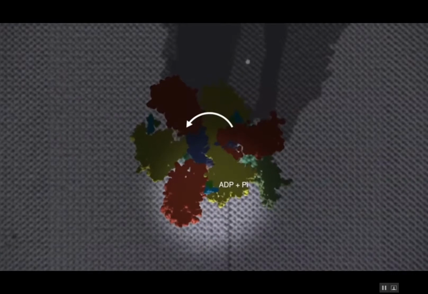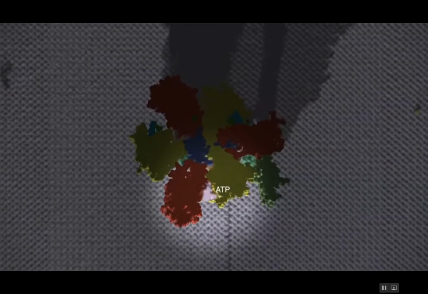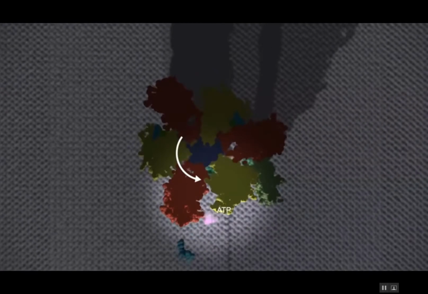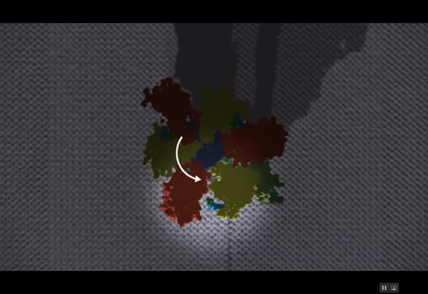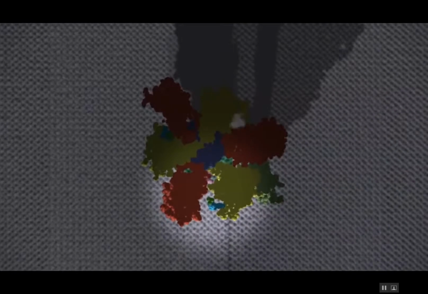Next, the enzyme undergoes a further 120-degree rotation, and the ADP and phosphate are fused together to create ATP. The enzyme then rotates again to return to the starting position, where ATP is released, and ADP and phosphate can be bound for the next cycle of catalysis.